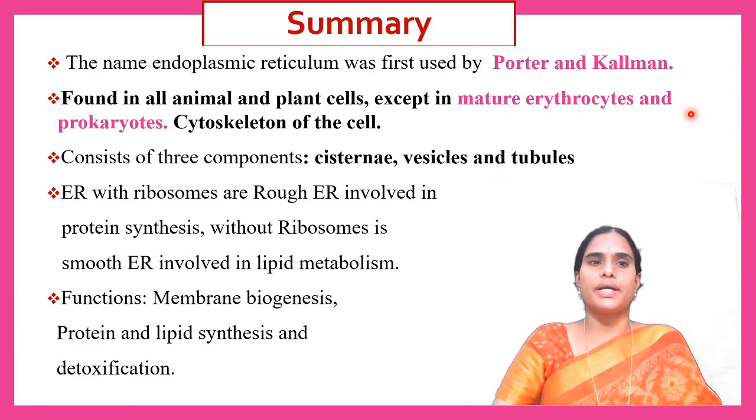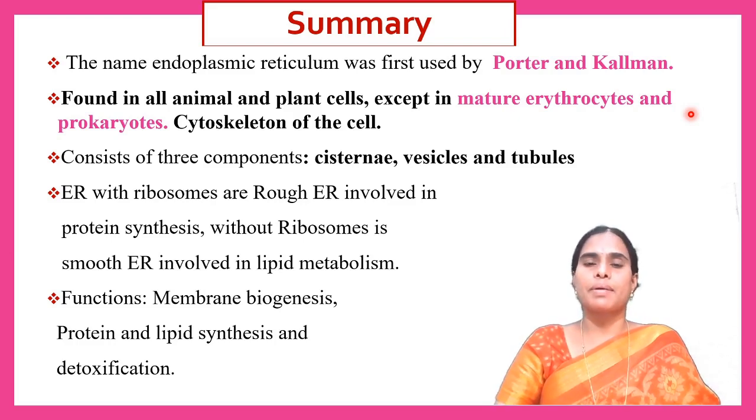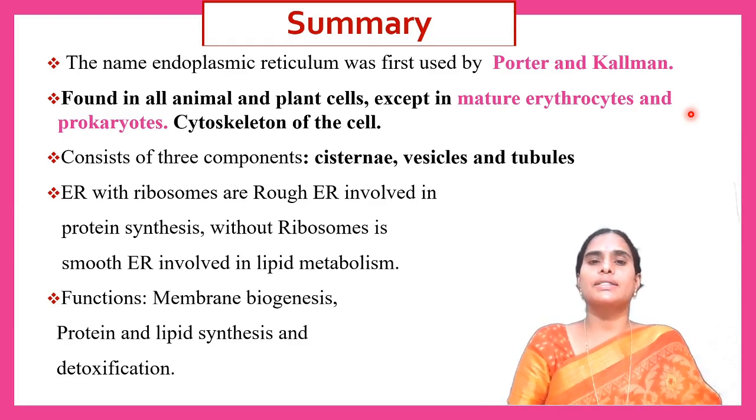Let us summarize this topic. The name endoplasmic reticulum was first used by Porter and Kuhlmann. Different scientists explain different manners of endoplasmic reticulum presence in the cytoplasm. It is found in almost all plant cells and animal cells. The quantity of endoplasmic reticulum may vary depending upon the cell functions, but it is absent in mature erythrocytes and prokaryotes. It provides support and shape to the cell, and is involved in the compartmentalization of the cell. It is called the cytoskeleton.